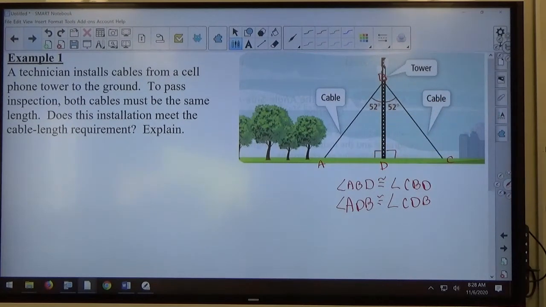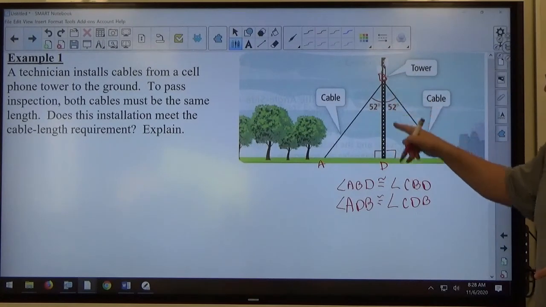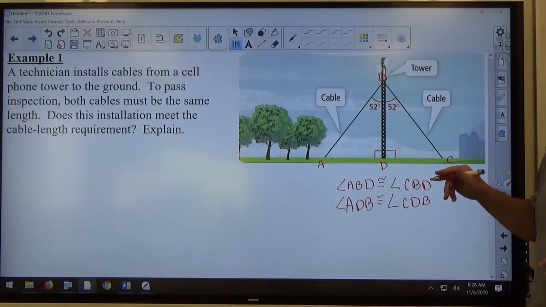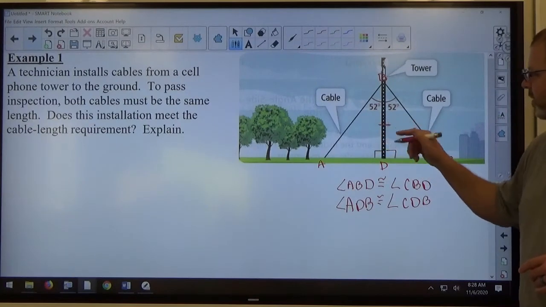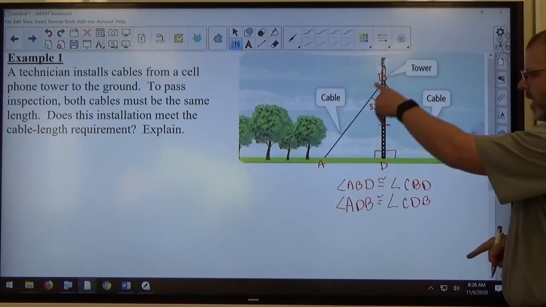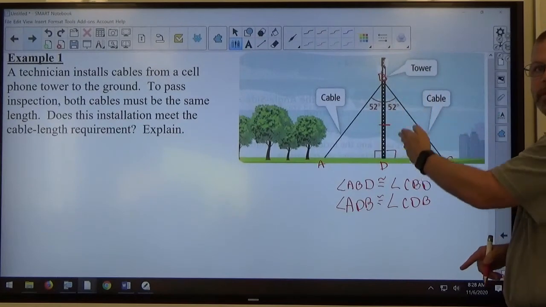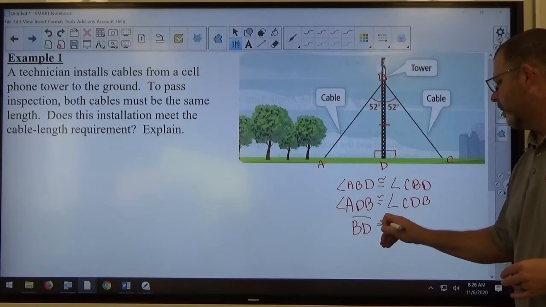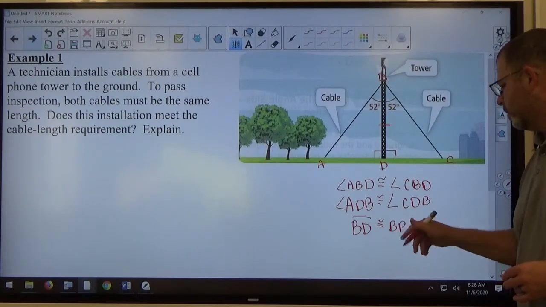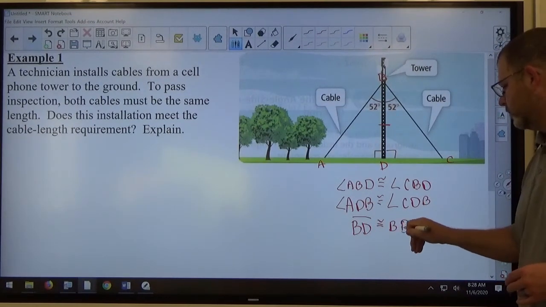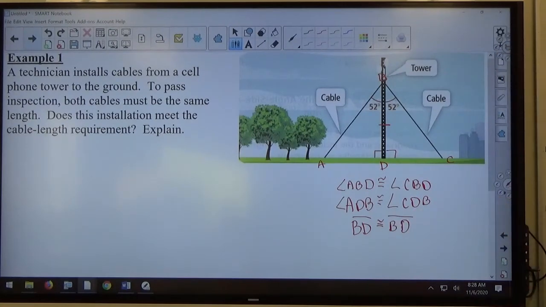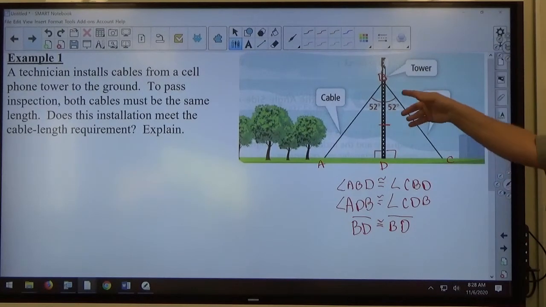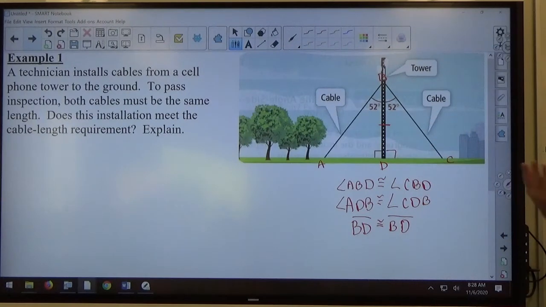All right. Finally, looking at BD. But notice BD is the same piece in both triangles. I got triangle ABD and triangle CBD. They both have this side BD. And I know BD is congruent to itself by the reflexive property. Right. And that's pretty typical. A lot of times you have these geometric shapes drawn where there's a shared side. If there's a shared side, then it's going to equal itself. It's going to be congruent to itself, so you immediately get that side.